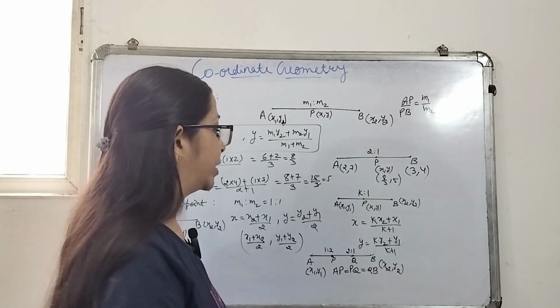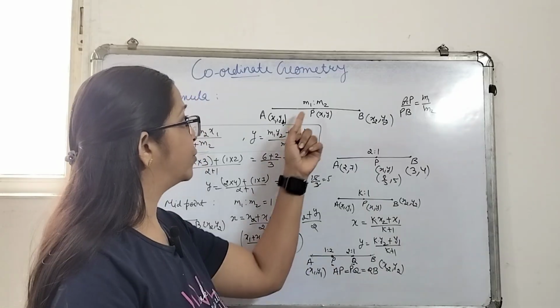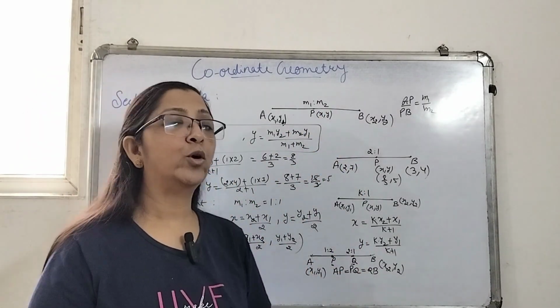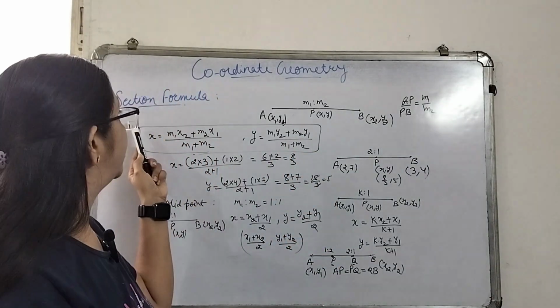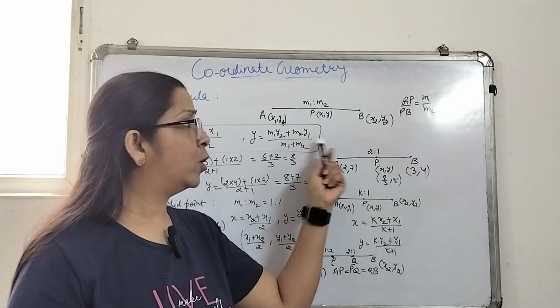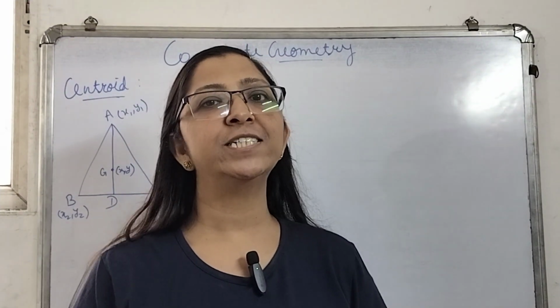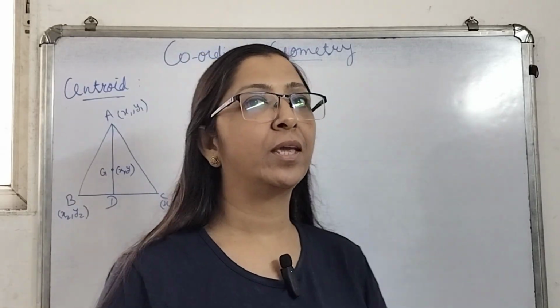So this is how we can find the coordinates of your P and Q, because we know the values of m1:m2. So using the section formula, we can find the coordinates of P and Q. So this is how we can use your section formula for finding various points on the line segments. Now let's see what is centroid and how to find the coordinates of a centroid of a triangle.